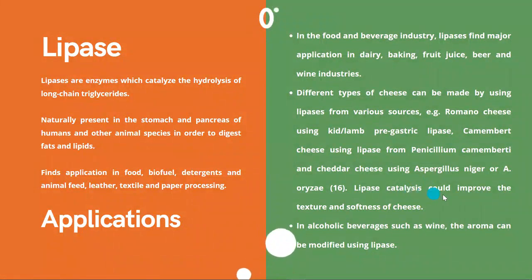Lipases could improve the texture and softness of the cheese. Cheese is very soft, very tender, and its texture is smooth. That is how we assess the quality of food. In the case of cheese, we check how soft it is, how tender it is, how fruity it is, how tasty it is. All these factors are given by these enzymes, right?